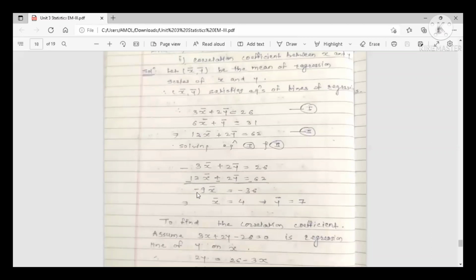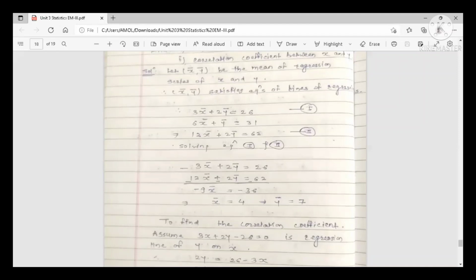3x bar minus 12x bar is minus 9x bar. 2y bar minus 2y bar is 0. It is equal to 26 minus 62, which is minus 36. So x bar is equal to minus 36 upon minus 9, shifting the minus 9 to the right-hand side as division. The calculation gives x bar is equal to 4. Put x bar equal to 4 in either equation, suppose the second equation. 6 into 4 is 24. Shift that 24 to the right-hand side, so y bar is equal to 7. So these are the means: x bar is 4 and y bar is equal to 7.